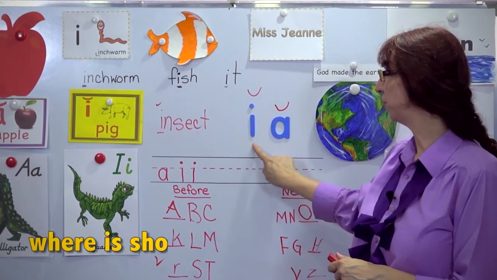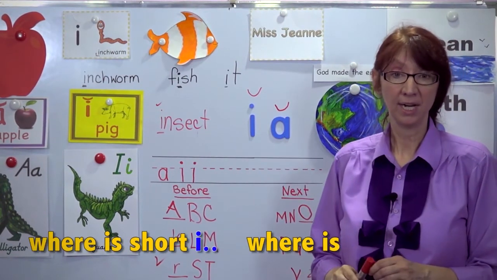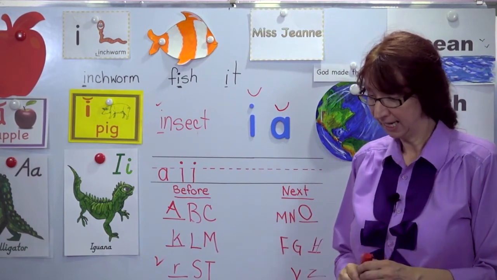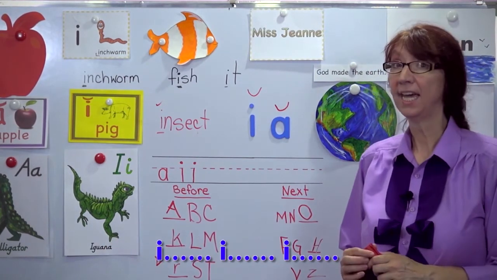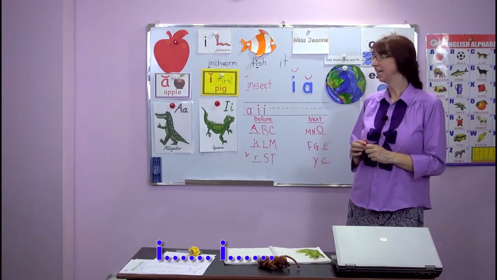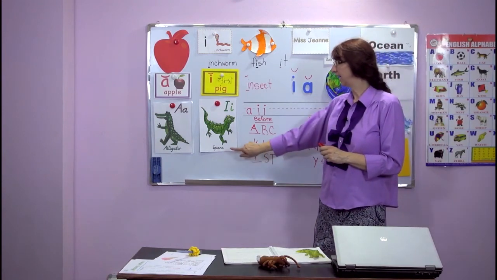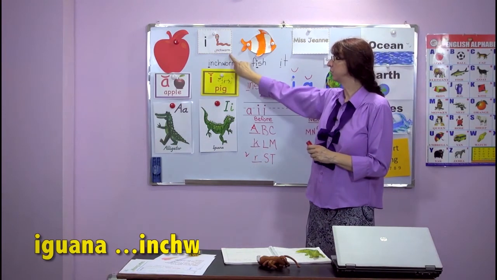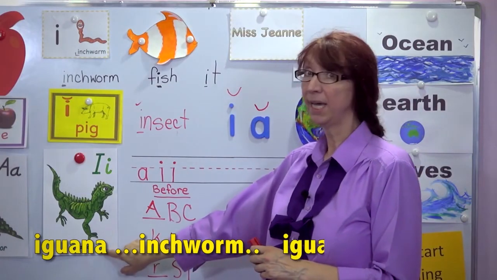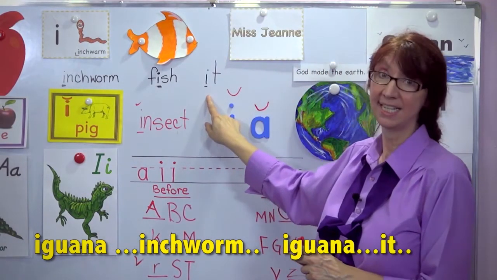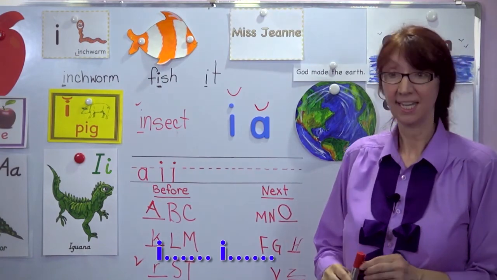Where is short I? Where is short I? Where is short I? I, I, I, I, I, I. Iguana, inchworm, iguana, it, I, I, I.